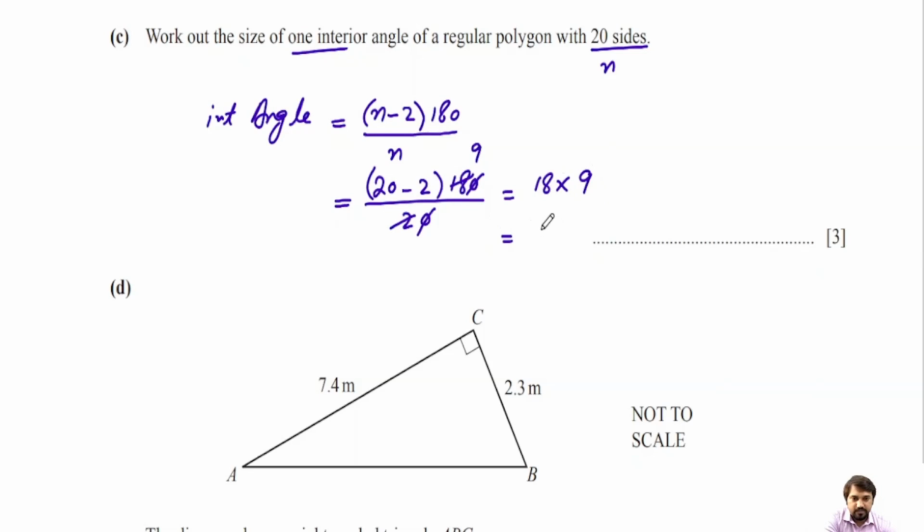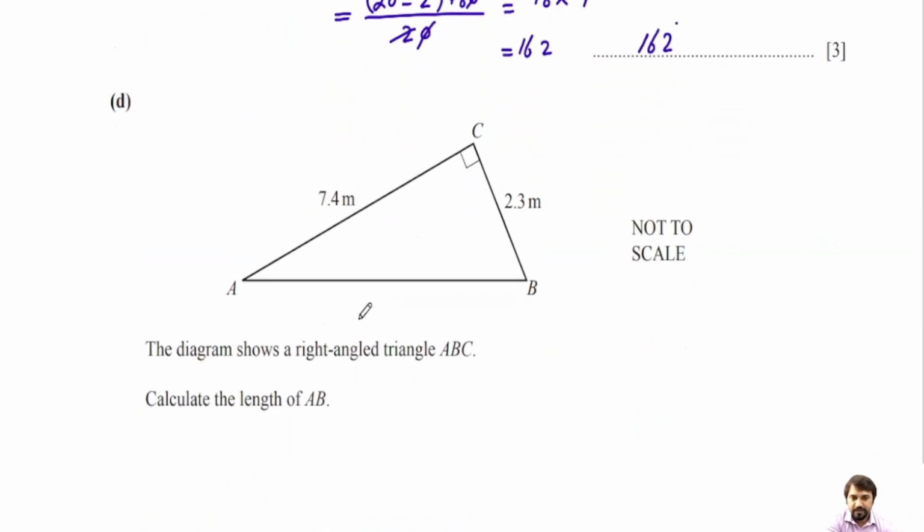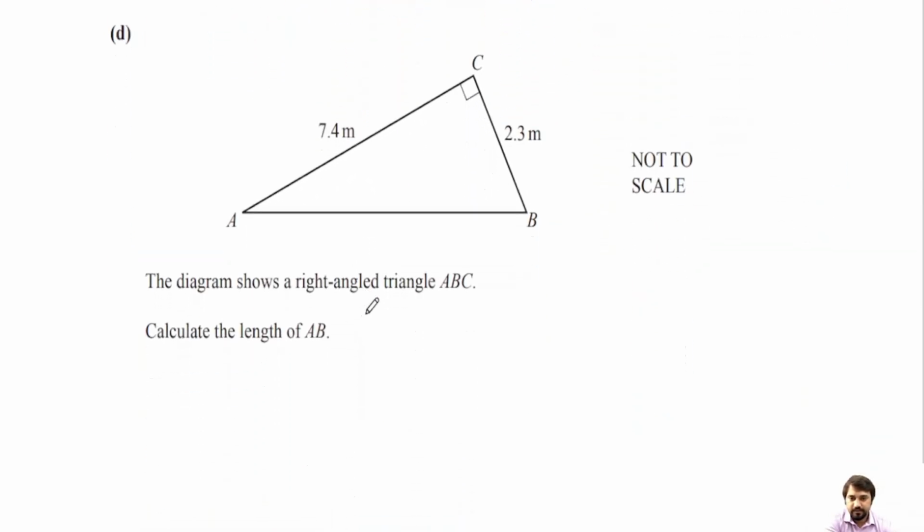9 8 times 72 to 7 carry, so 162. So our angle is 162 degree. In D part, we can see we have a right angle triangle, and we have to calculate the length of AB. This length opposite to 90 degree, this side is called hypotenuse, and one of them is base and the other is perpendicular. So apply the Pythagoras theorem.